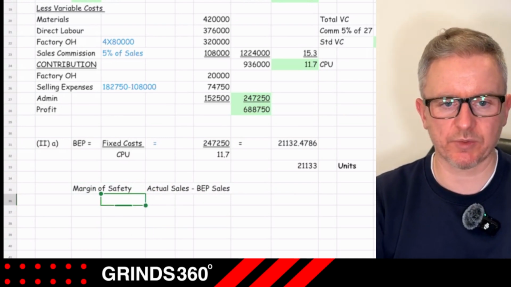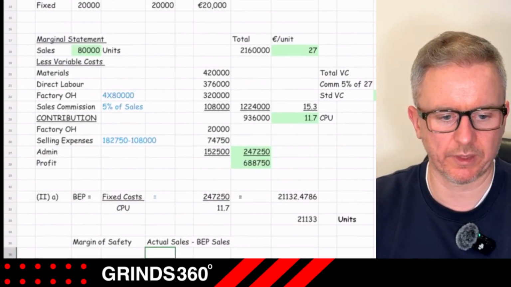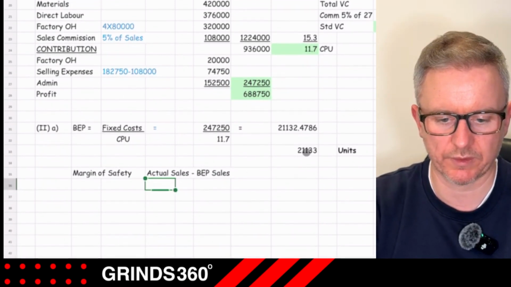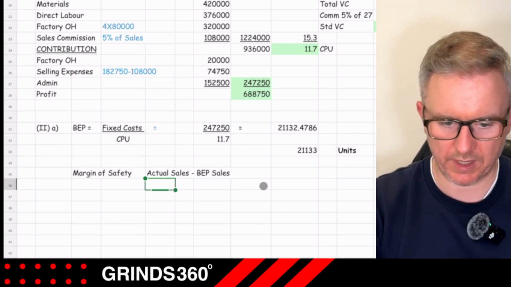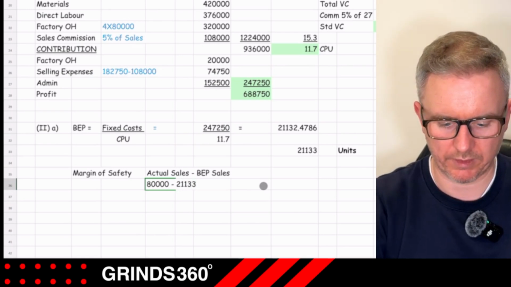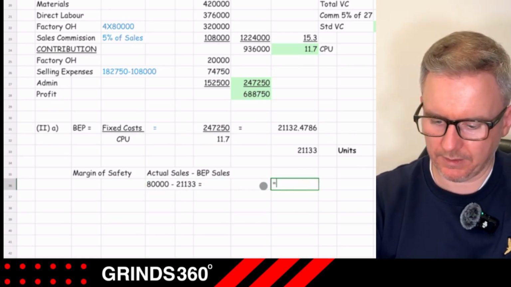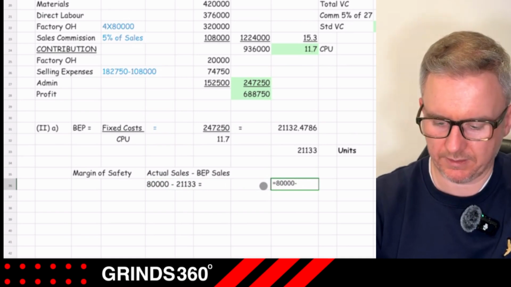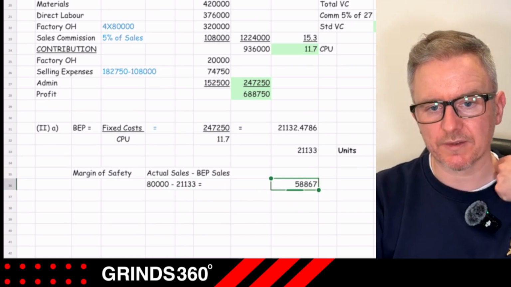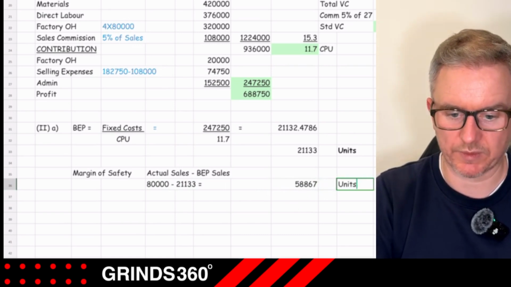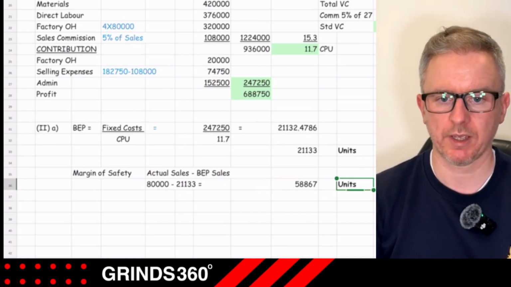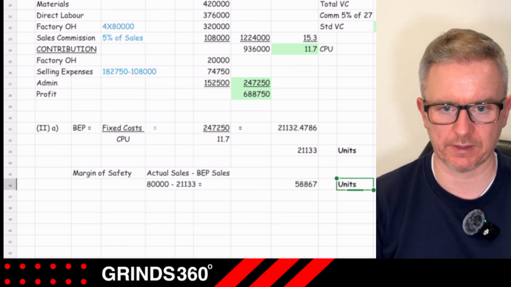So in this case, the actual sales, the units that we had highlighted up here, are the 80,000 units. So we're going to take the 80,000 units and subtract the break-even point, 21133. So 80,000 units, that's what I'm actually selling at the minute, minus 21133 units. So that means in this particular case, my sales could fall by 58,867 units and I would still be okay. Obviously you don't want that to happen, but you're saying you have that luxury. You could have them fall by that and you're still doing okay.